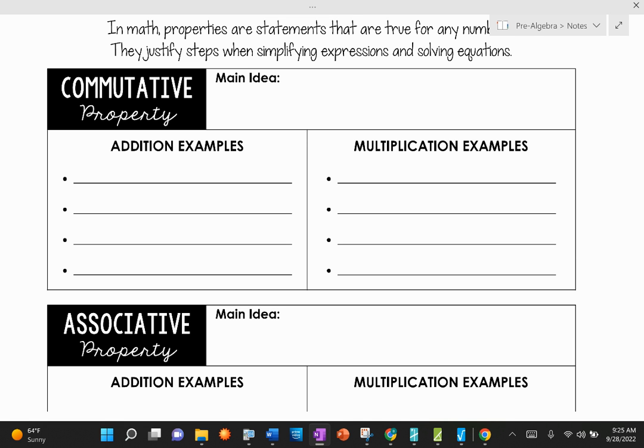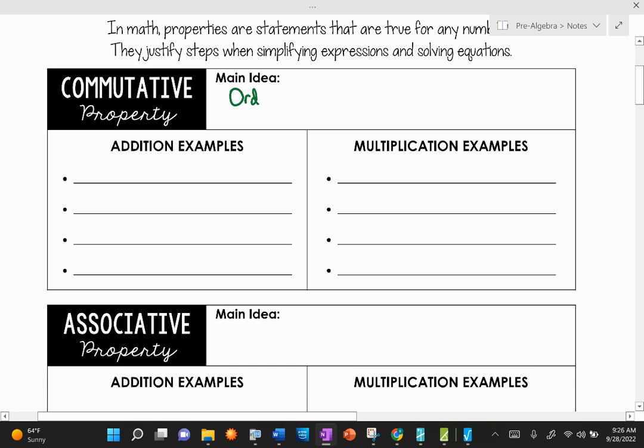In math, properties are statements that are true for any numbers. They justify steps when simplifying expressions and solving equations. The commutative property is the one that I think most commonly gets the "duh, that's obvious" statement. And that is that the order does not matter with addition and multiplication.